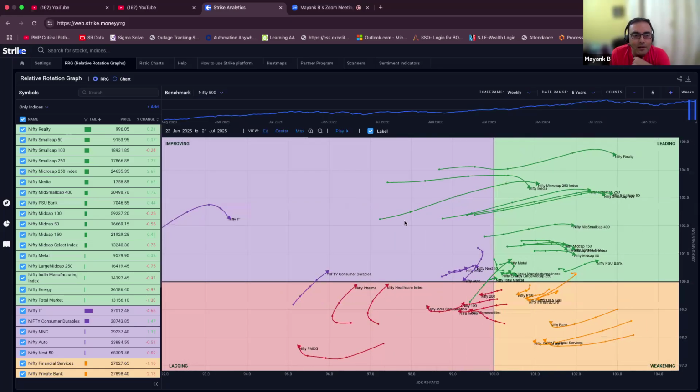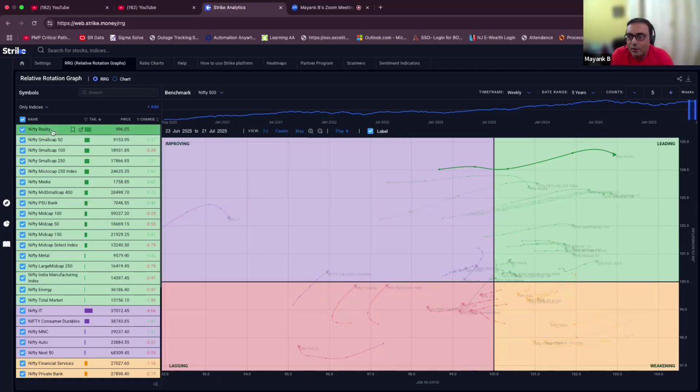Now, if I start from the beginning, some of the sectors which are in the leading at the moment is Realty, which is in the leading zone. What does that leading zone or leading quadrant mean? It is having a strong RS, relative strength ratio, and RS momentum. If you just keep your cursor or mouse over there, you can see that RS ratio is 102 and the RS momentum is 104. So the center line is basically 100. Everything is 100 over here, the RS momentum and RS. So this is the central line, which we call the benchmark.